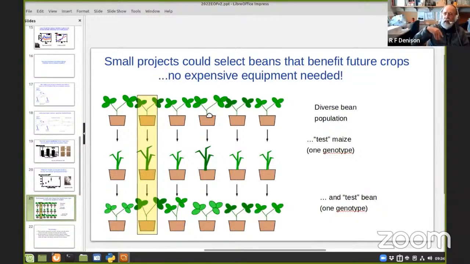Or maybe these bean plants' roots went deep into the soil and then eventually decayed. They left channels down through that soil that made it easier for these corn plants to get deep in the soil and avoid drought. Anyway, some kind of legacy effect. And then the next year, go in with a single genotype test.